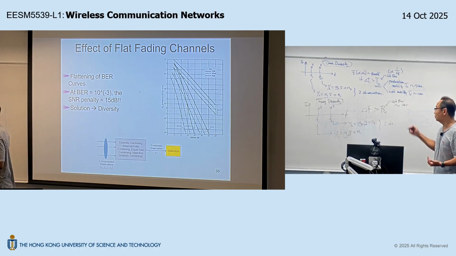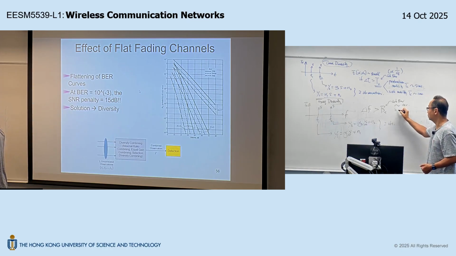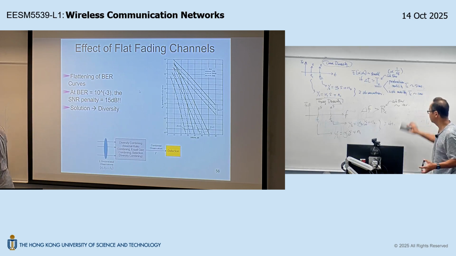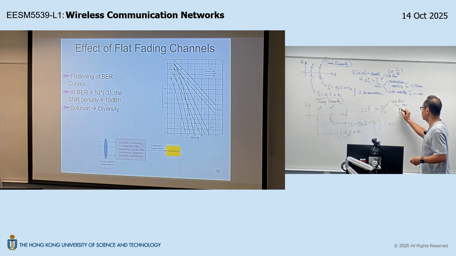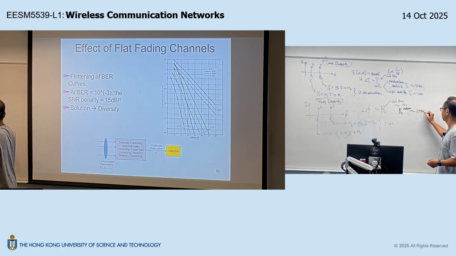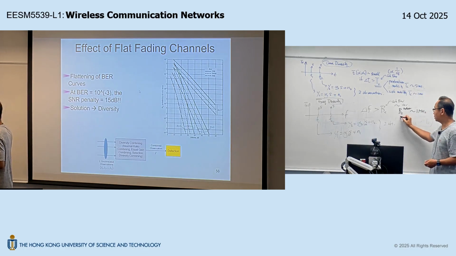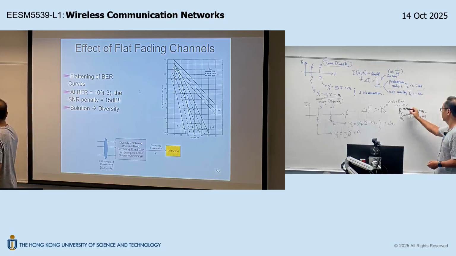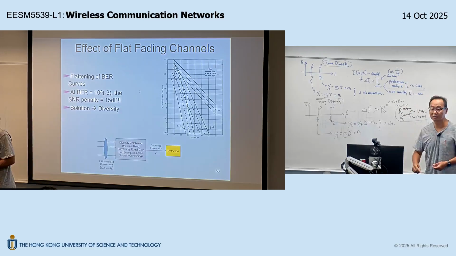Okay? For example, if we are talking about indoor propagation, coherence bandwidth for indoor is of the order of megahertz. Coherence bandwidth for outdoor is of the order of 100 kilohertz. These are typical values. Okay?